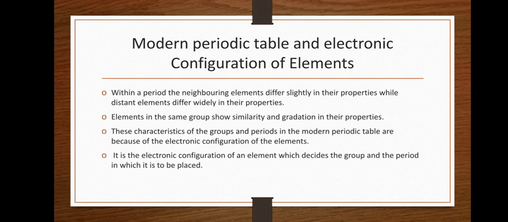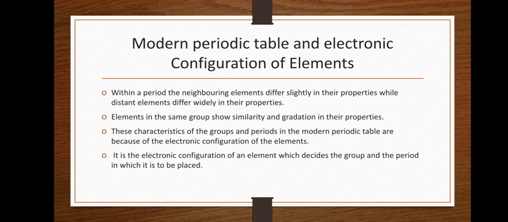Now these characteristics of the groups and the periods in the modern periodic table are because of the electronic configuration of the elements. So what do we understand by electronic configuration? It means how electrons in a particular atom are arranged, okay? In which shell how many electrons are there. That is the electronic configuration. So all the characteristics of the groups as well as of the periods in the modern periodic table are determined by the electronic configuration of elements. Followed, students?